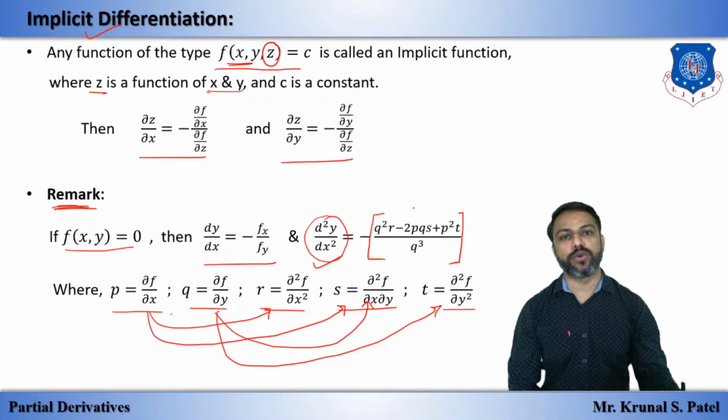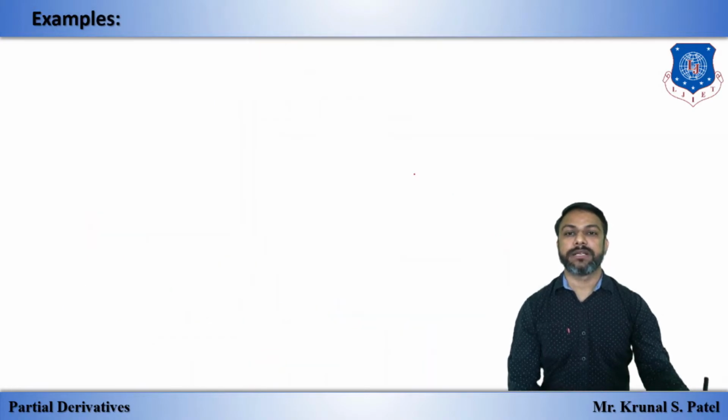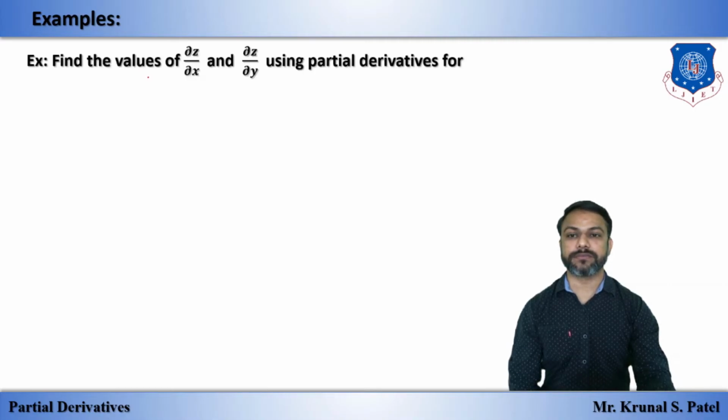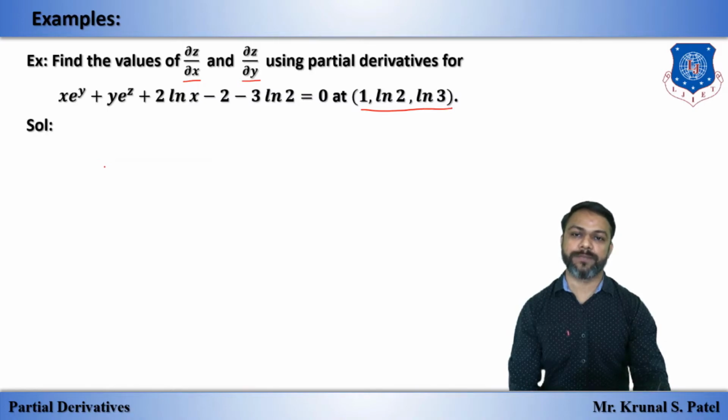So let's have a look at 2 different examples, one example from this and one example from this. So let's have a look at the example. First example: find the value of del z by del x and del z by del y using partial derivatives for this function at this point. So let's start with the solution.